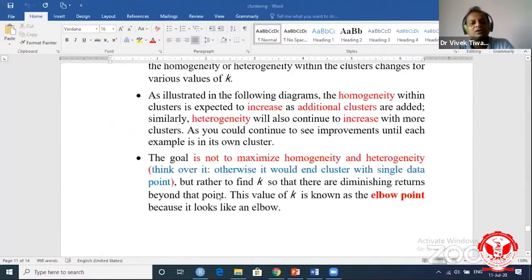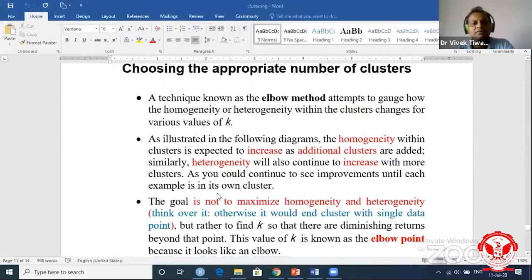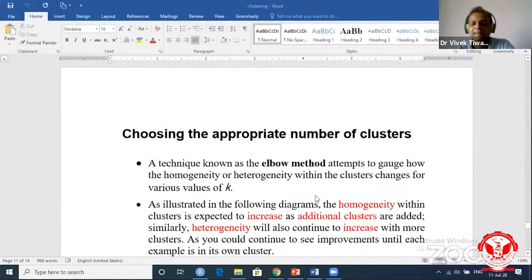Okay, now the most important discussion I'm going to start: how to choose the appropriate number of clusters. Like I have promised you, you can start randomly with any value of the k. There are some methods that will help you to find out the suitable value of the k. So what are those methods I'm going to discuss? One of the best methods to find the optimal value of the k is the elbow method.